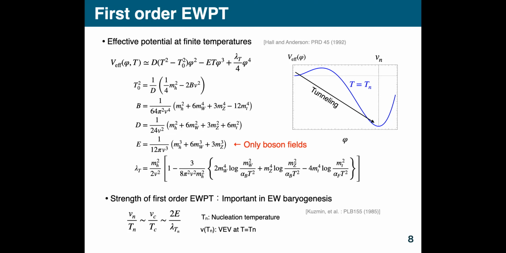So what is alpha b? For lambda t, it's a logarithmic. Yes, this one. Alpha b is some constant. I forgot the exact number, but it is just a constant. So when this value is large, the strength of the first order phase transition can be strong. The first order electroweak transition can be strong.